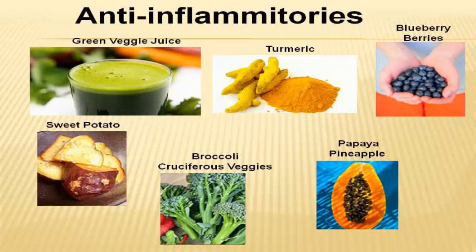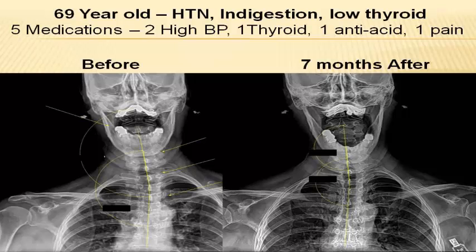And here's some natural anti-inflammatory foods because we don't want you uncomfortable. We just want you corrected. Okay. And this right here again, 69-year-old, 5 medications, before, 7 months later, drug-free. Why? Because we're just correcting the problem. We're correcting that neck, and that's the arc of life.